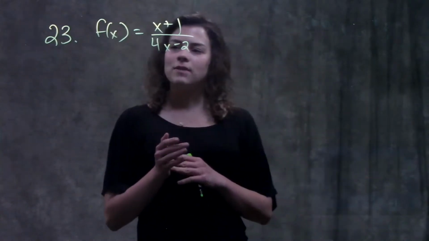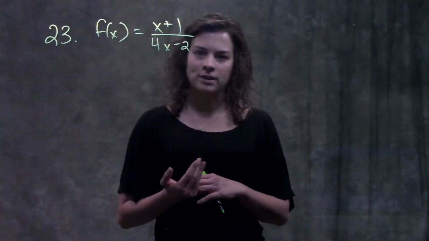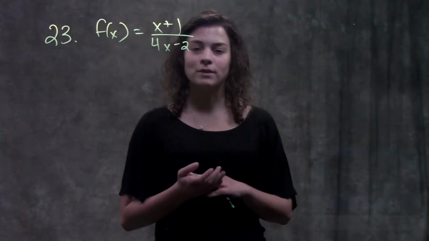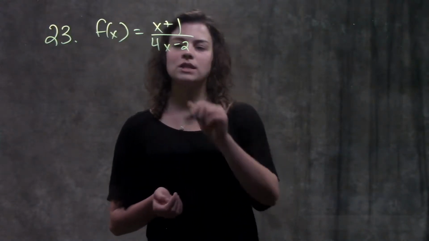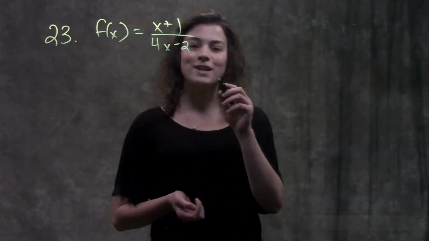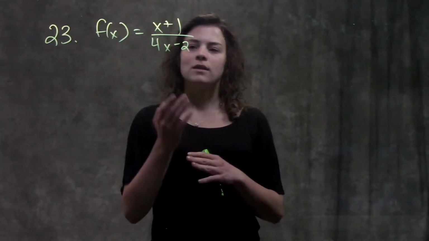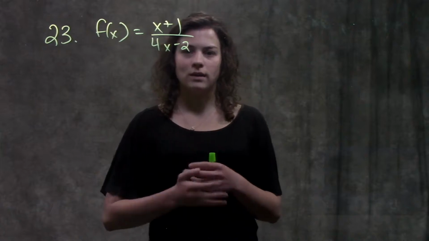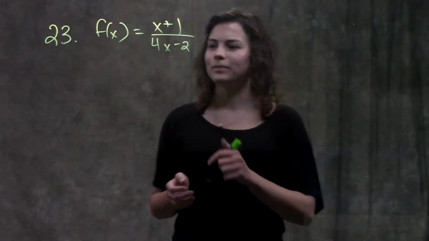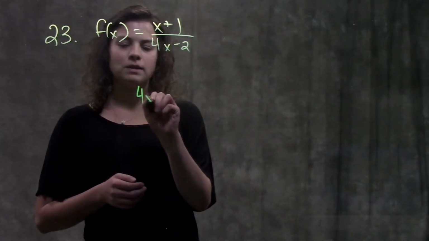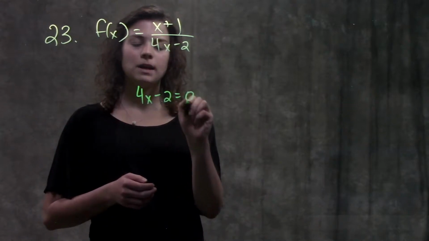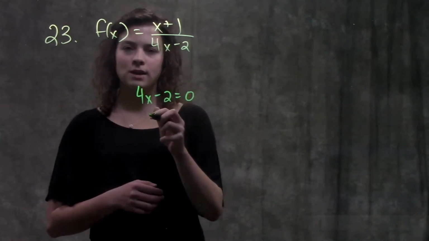Okay, this function makes it kind of nice because it's a fraction. Whenever you see a fraction and you're solving for discontinuities, all you want to do is just set the denominator equal to 0. You're looking for values of x where the function is not defined at that point. In other words, where it's discontinuous. So remember, you can't divide by 0, so let's set the denominator equal to 0, find our points of discontinuity.